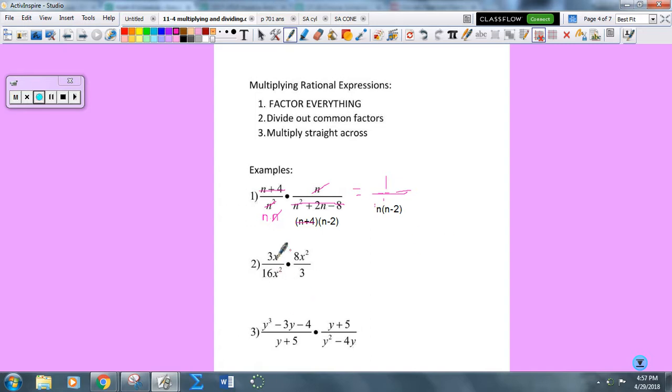Here, I don't have polynomials in each factor, but I can still think of 8 as a factor times x squared. X squared divides out because there's 1 in the numerator and denominator. 8 divides into 16 twice. 3 divides into 3. So my answer is x over 2.